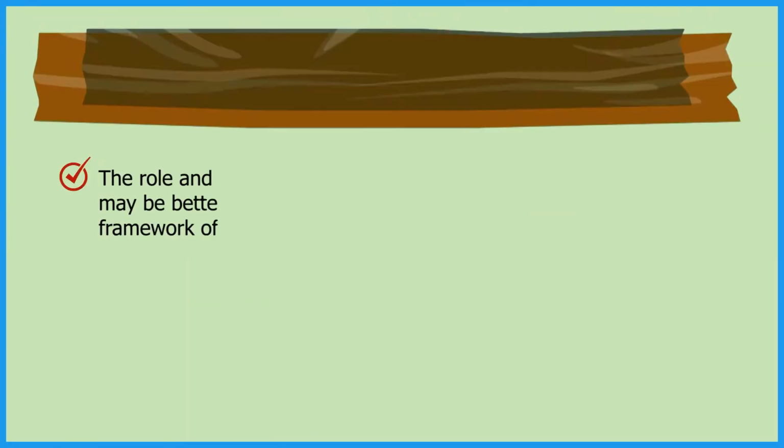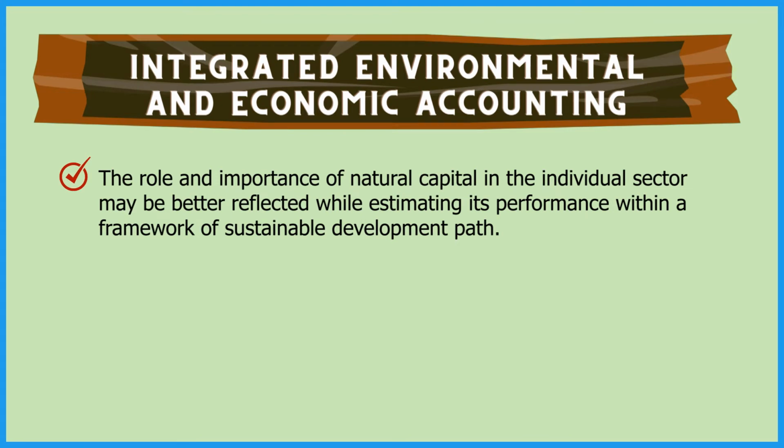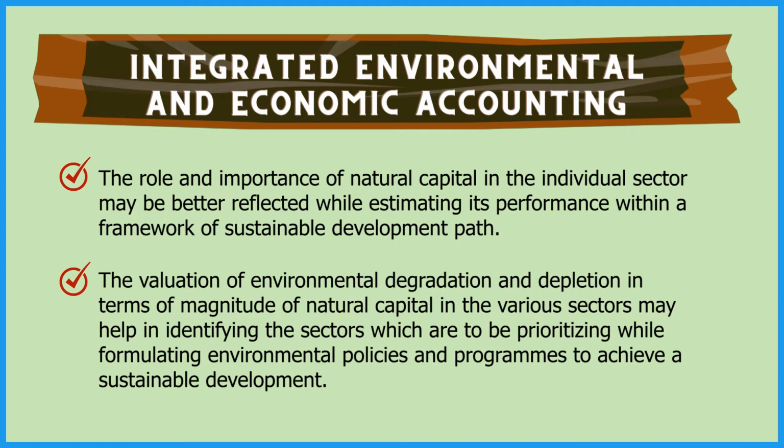The most important primary benefit of environmental accounting is to obtain a more accurate overall picture of the country's income and wealth as far as produced and natural capital is concerned. Most importantly, the role and importance of natural capital in the individual sector may be better reflected while estimating its performance within a framework of sustainable development pathway. The valuation of environmental degradation and depletion in terms of magnitude of natural capital in various sectors may help in identifying the sectors which are to be prioritized while formulating environmental policies and programs to achieve the goal of sustainable development for the country. And in the present context, it's about localizing sustainable development goals.